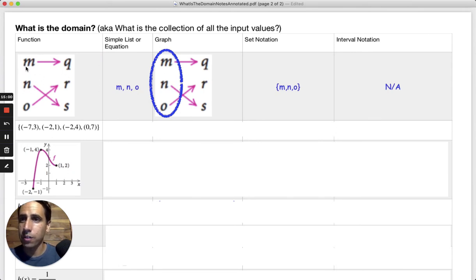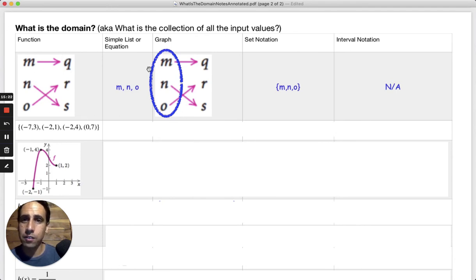These are not numbers. If the input is m, the output is q. If the input is n, the output is s. If the input is o, the output is r. The domain is the collection of all the input values. So if you really wanted to, you could just write a simple list: m, n, and o, and that is the domain. These letters are here in the domain. If the questioner is going to ask what's the range, then you could say q, r, s.